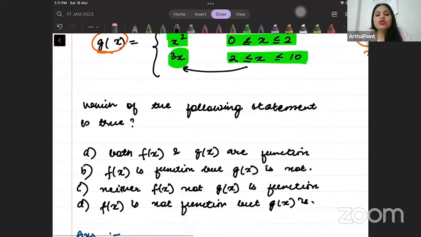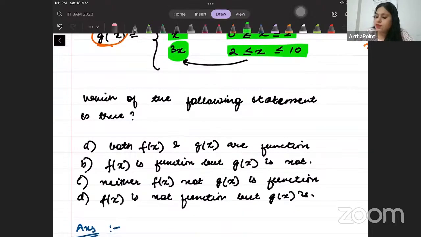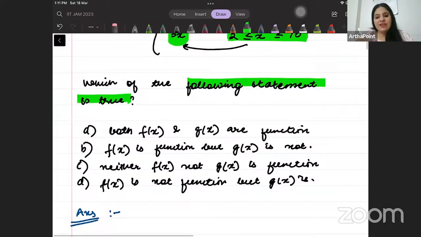Now the question asks which of the following statements is true. Are f of x and g of x both functions? Is f of x a function but g of x is not? Are both f of x and g of x not functions? Or is f of x not a function but g of x is a function?